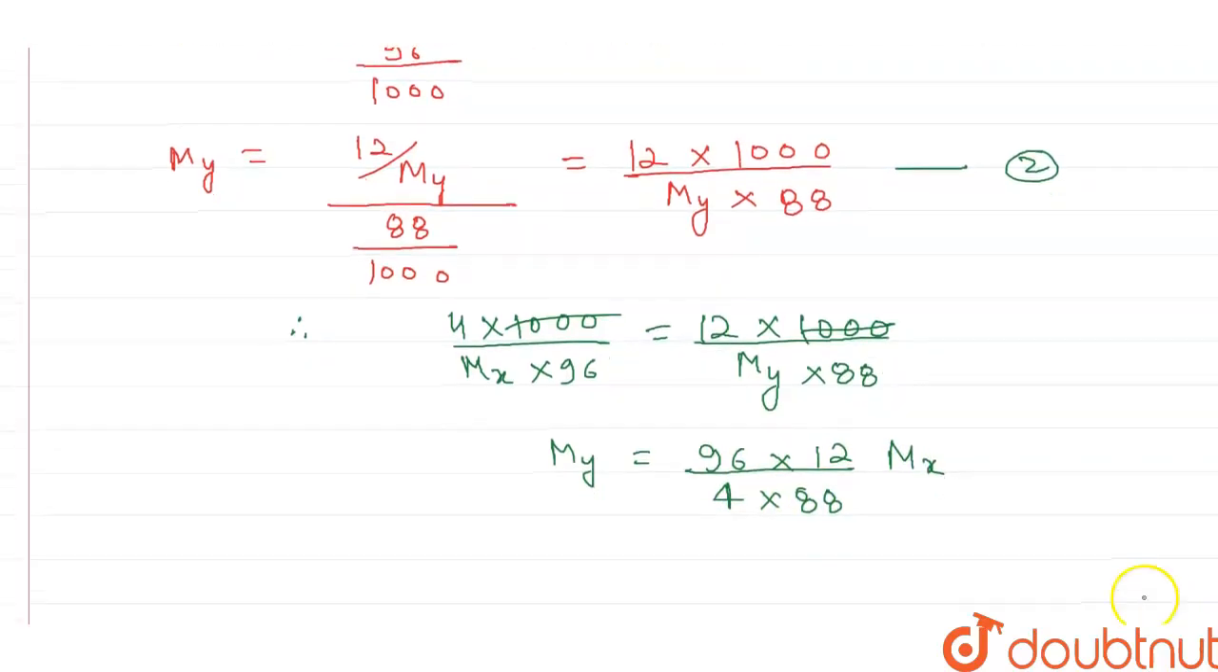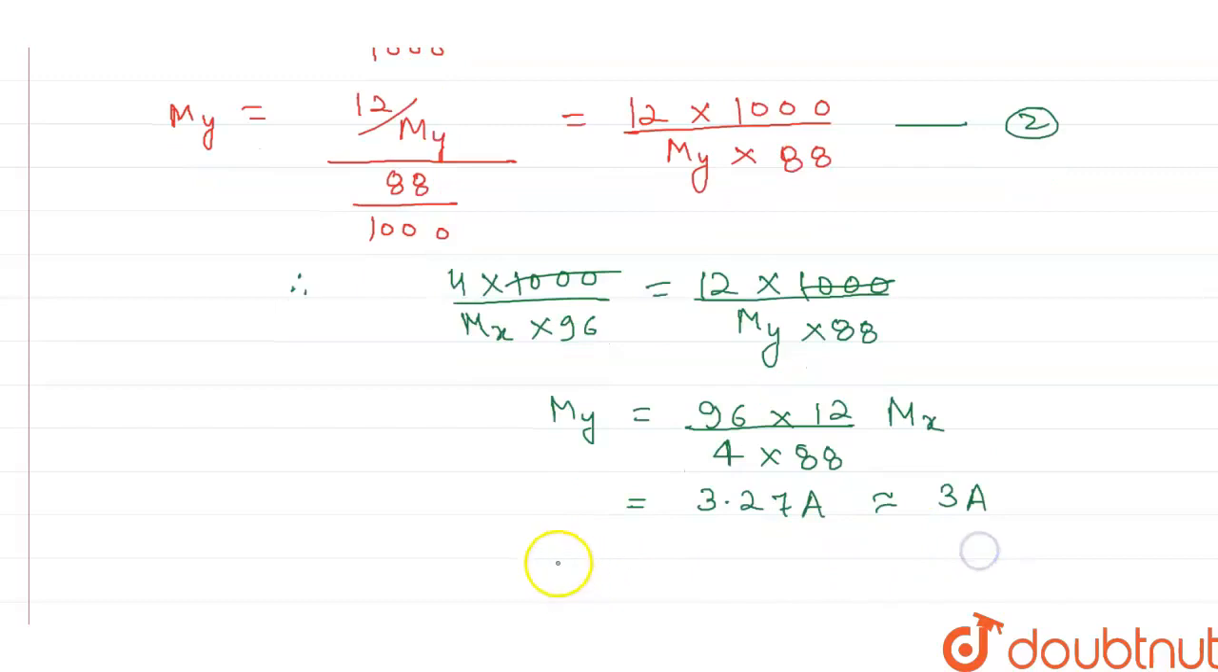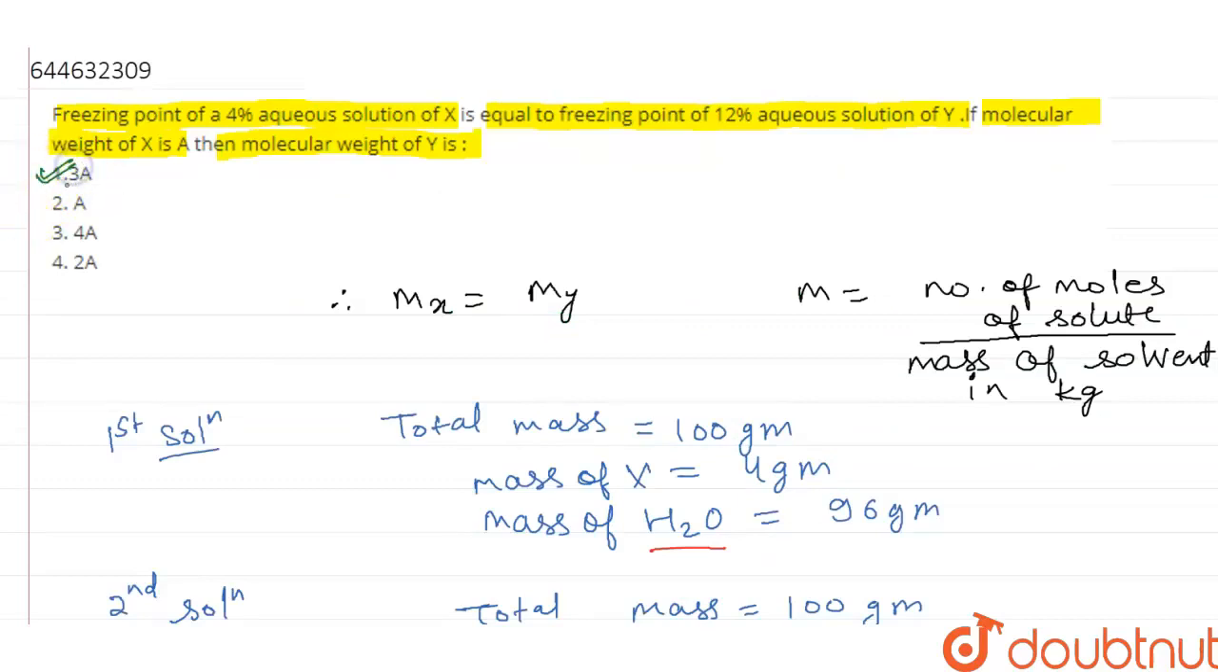In the question we have been given that MX is equal to A. So if we solve this calculation, we get 3.27A, which is approximately equal to 3A. So now our MY is equal to 3A. So let's match our options. So our first option is correct, which is 3A.